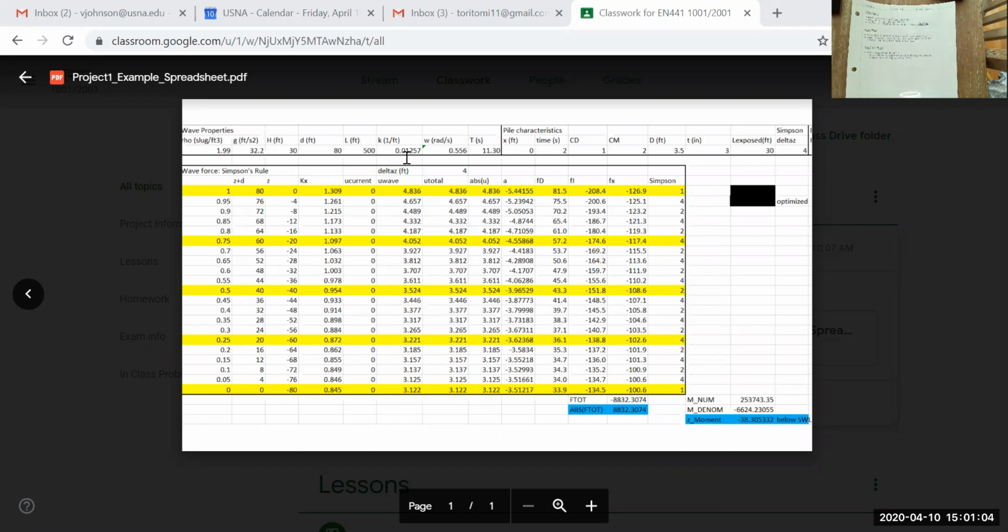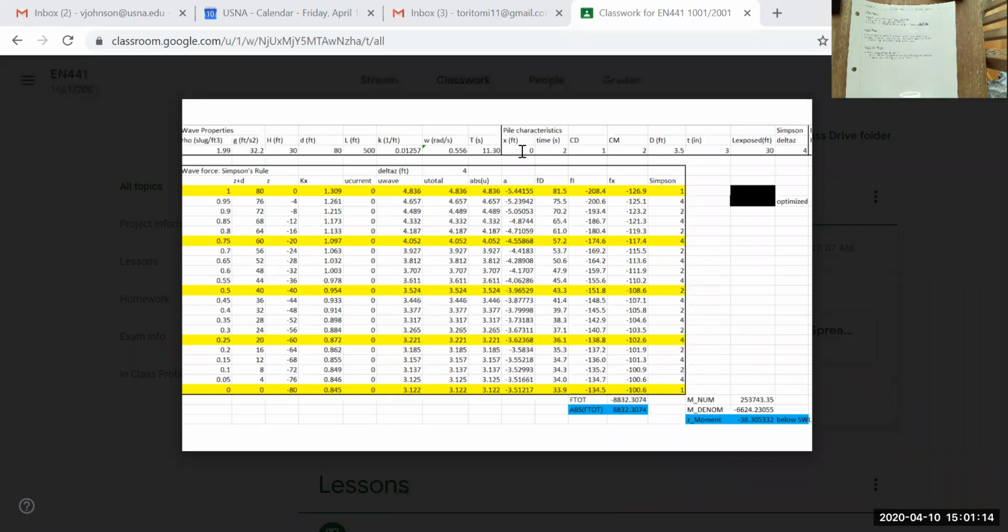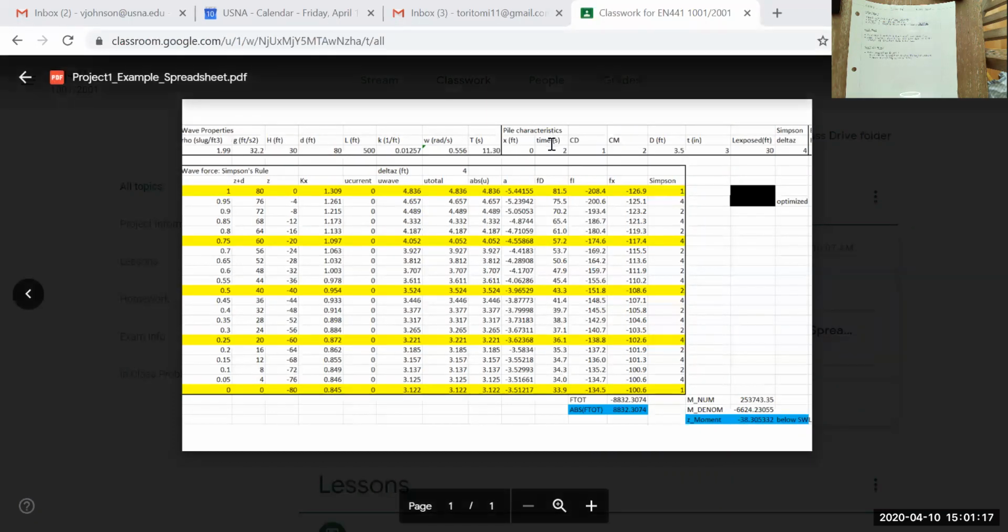From there, you can calculate your wave number, your frequency, and then your period. We also know our pile characteristics. Since we just have one pile, you can input x equals 0. I have an arbitrary time set up right now. This is what will change when we're maximizing our total force.